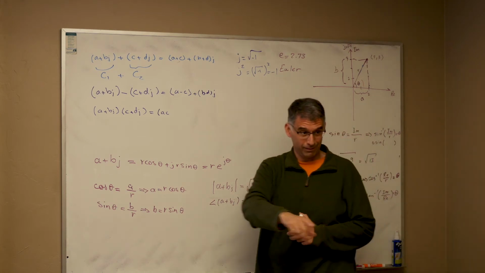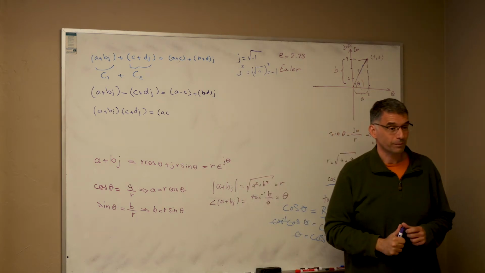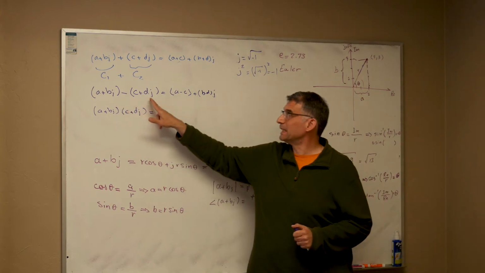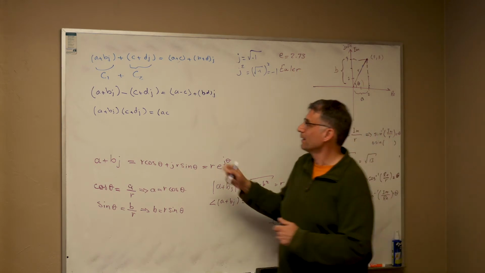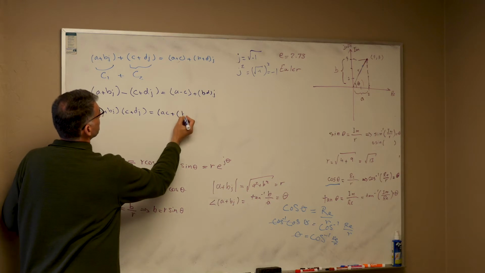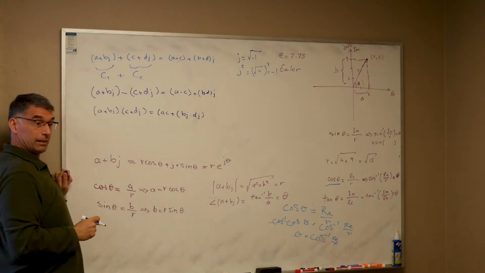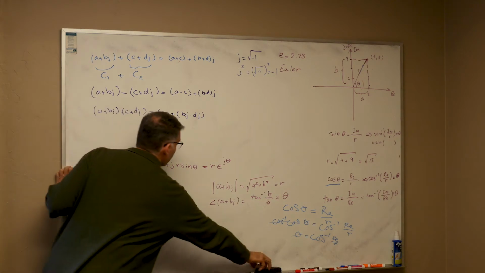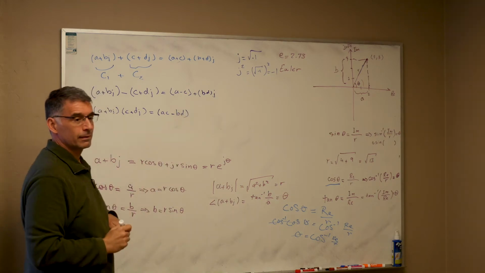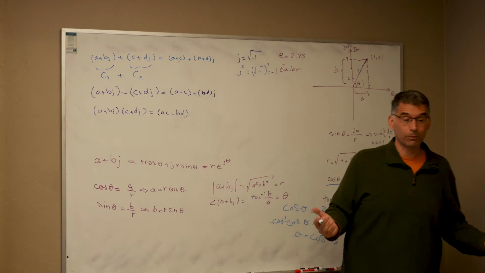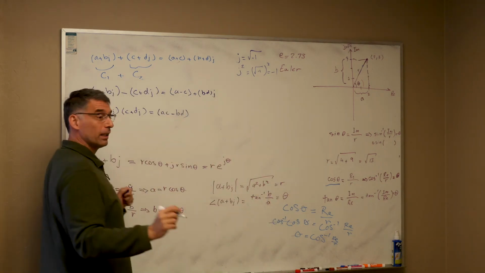So where Shiva is going is, if I have BJ times DJ, what would I get? Negative BD. So I would have plus BJ times DJ, which is BD times negative 1, so I can write this as minus BD. There's no more J, right? J squared is negative 1. J is gone.